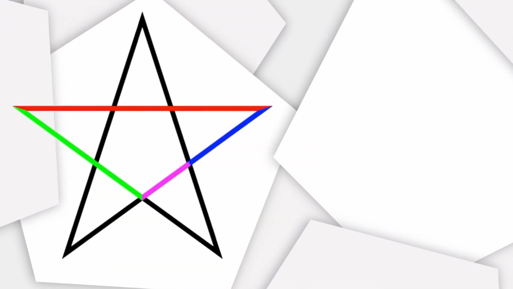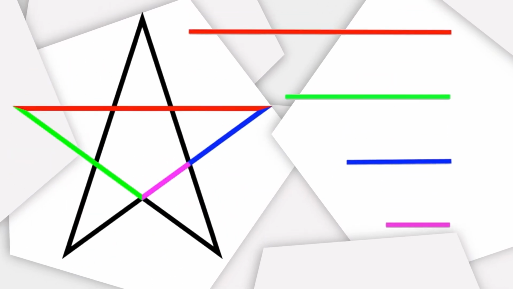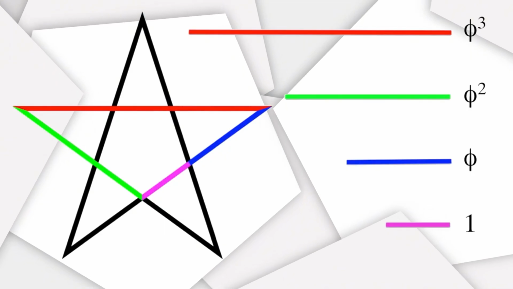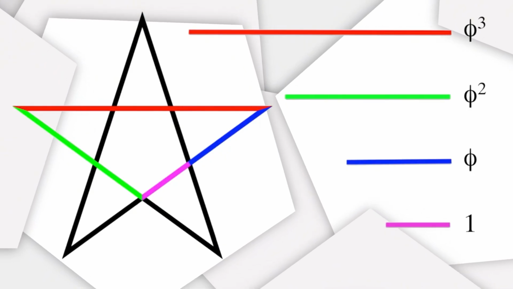Closely related to the pentagon is the pentagram, the 5-pointed star. If the smallest segments of this star are set to length 1, the larger segments turn out to be powers of the golden ratio.